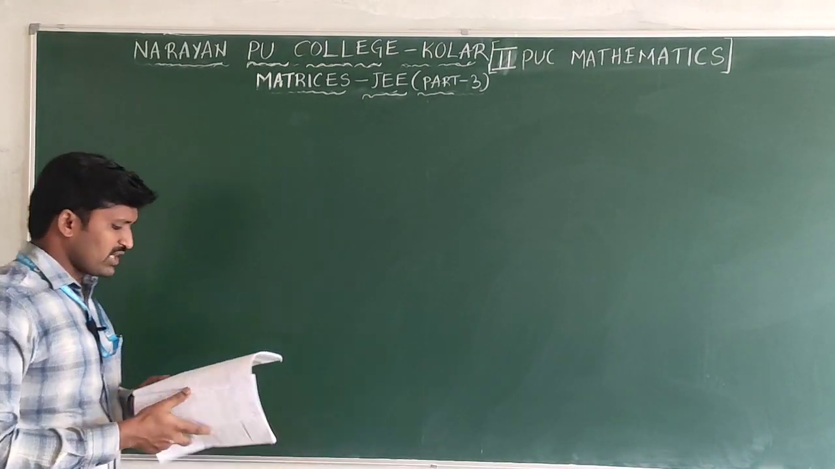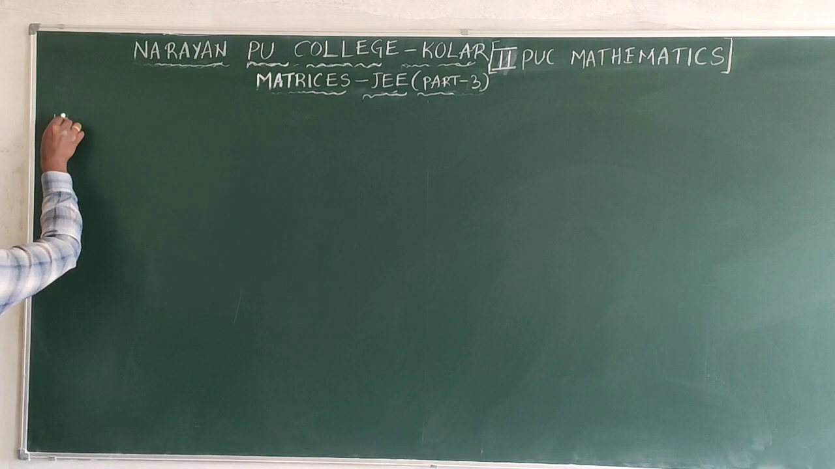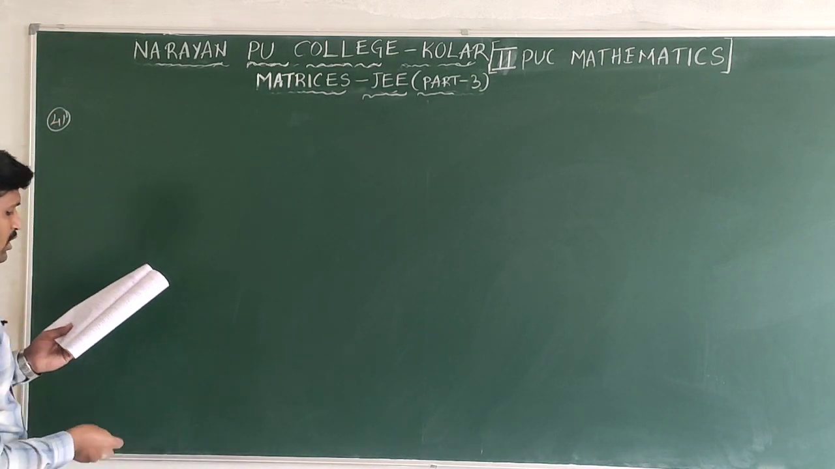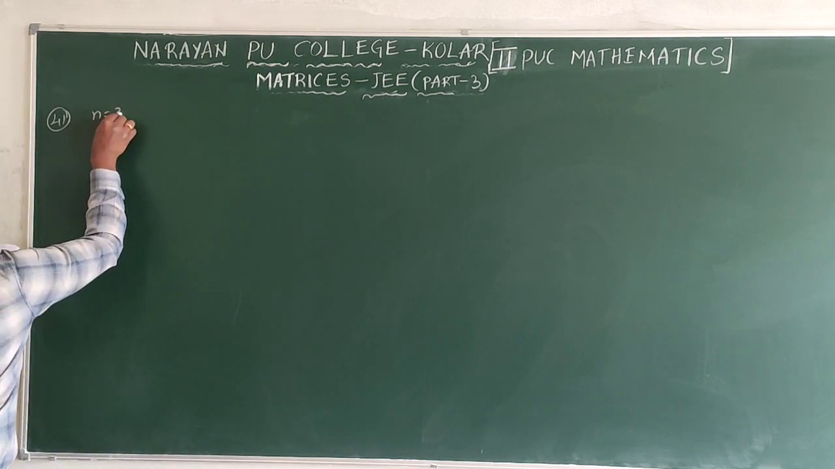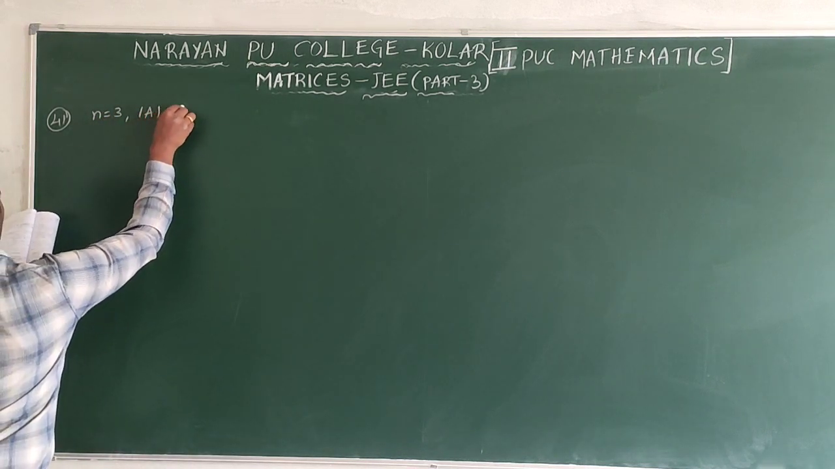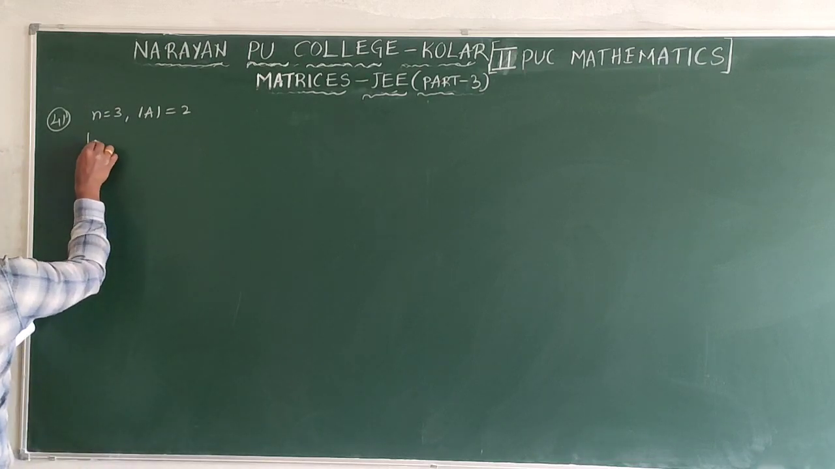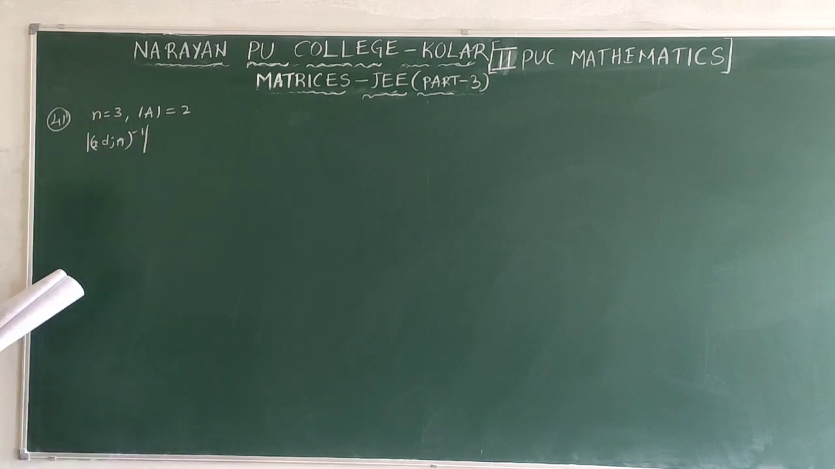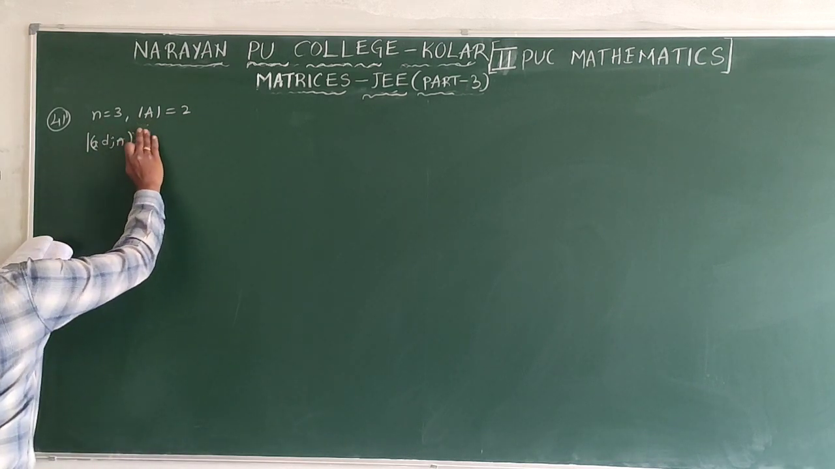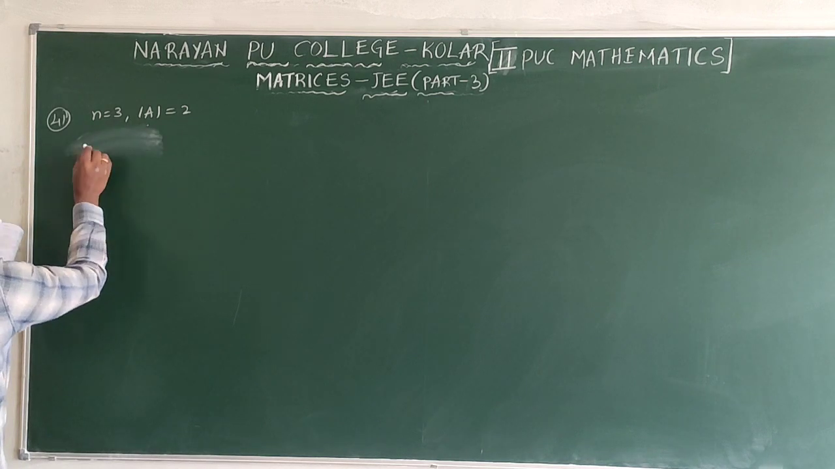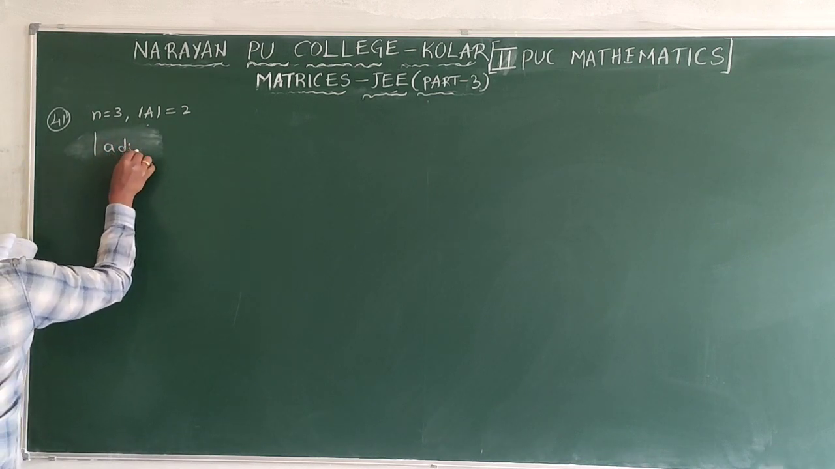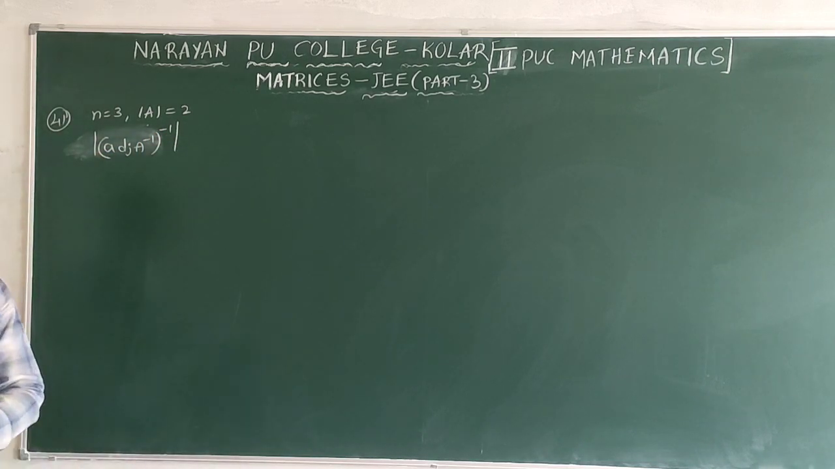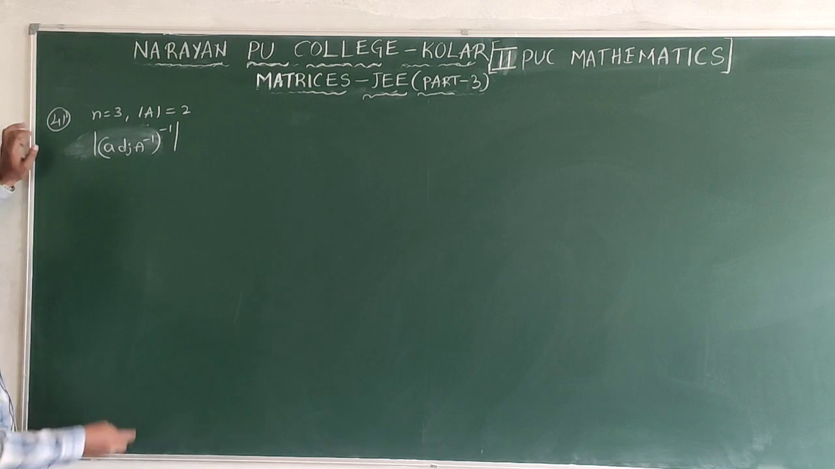Next, question number 41. In this question number 41, A is a square matrix of order 3, that means n is 3, and the det A value is given as 2. Then we need to find the det of the adjoint A whole inverse. This value we need to find out as per the given data.